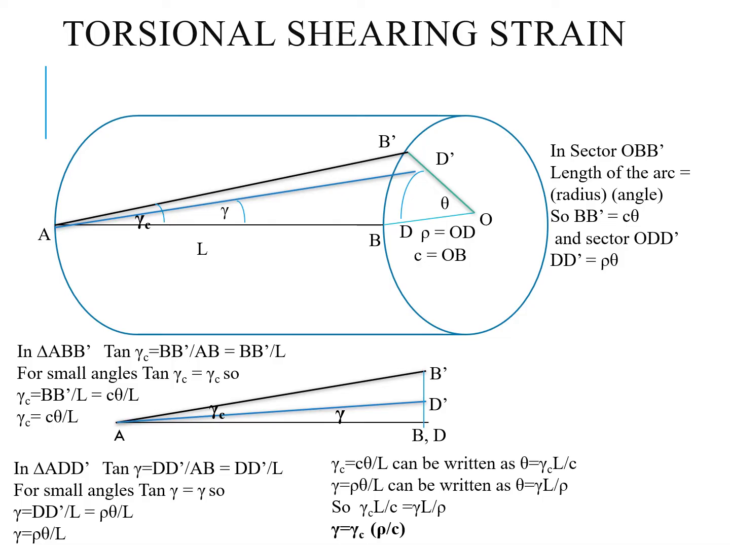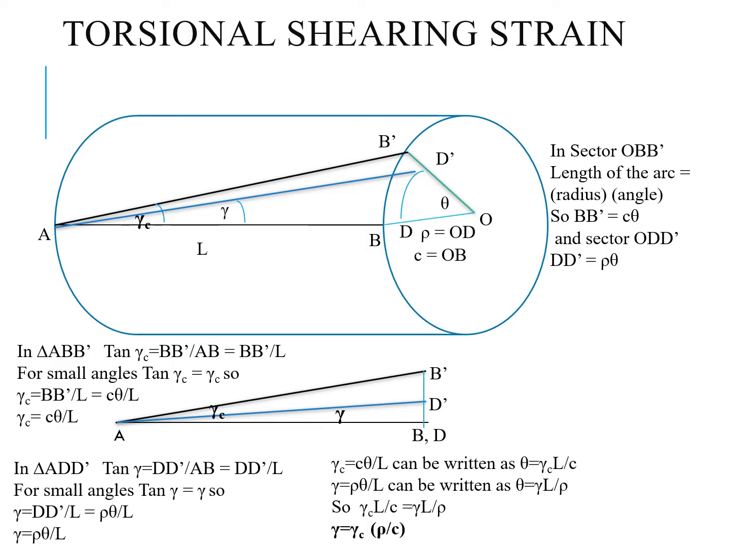So the equation for gamma_c can be rewritten as theta is equal to gamma_c L over c, and gamma can be rewritten as theta is equal to gamma L over rho. So both give the same angle of twist, so we can compare them, and by comparison you will see that gamma_c L over c is equal to gamma L over rho. Here L is common, it will be cancelled out. We have the relationship that gamma is equal to gamma_c into rho over c.